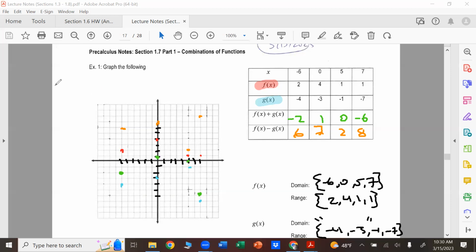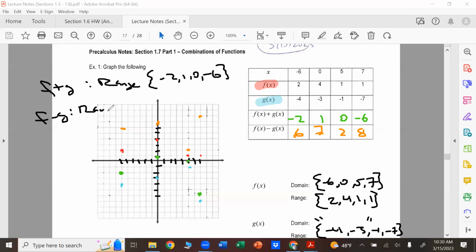And I don't want to move the screen, but f plus g, the range will be -2, 1, 0, -6. F minus g, the range will be 6, 7, 2, 8. So there you go. Not that hard, right?